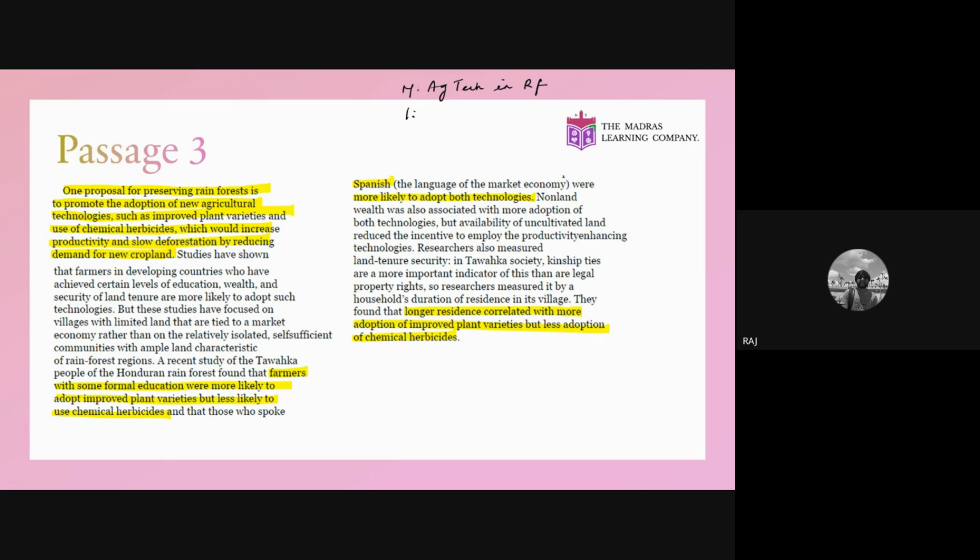Author is saying that those who were speaking Spanish were more likely to adopt both technologies. But that's just a specific example, no? He's talking about different kinds of people, right? The Zapotec people, then farmers with some formal education, then farmers who spoke Spanish, then again Zapotec society. He's talking about different people. So what you said is one type.